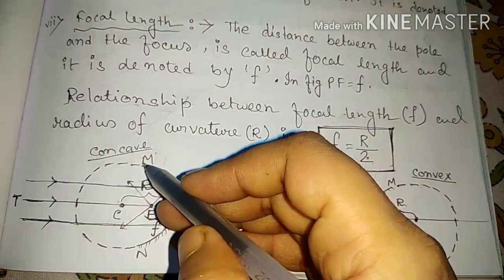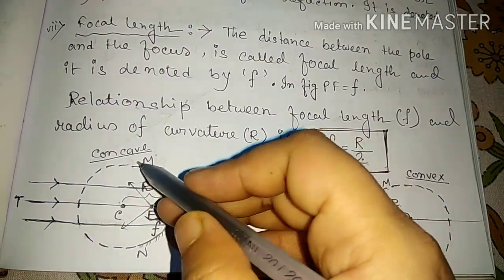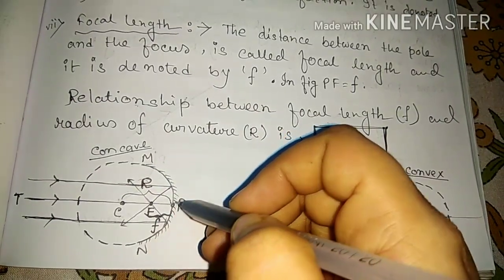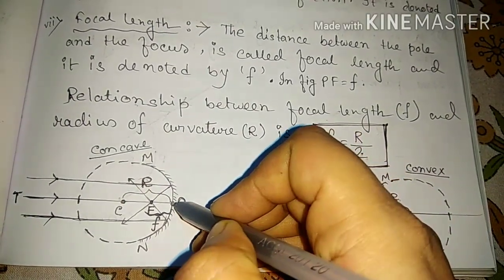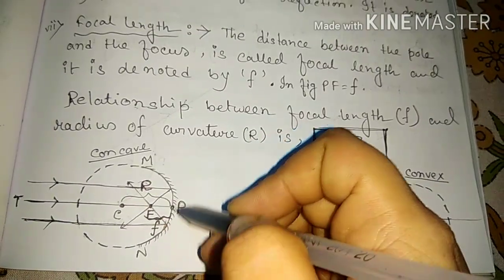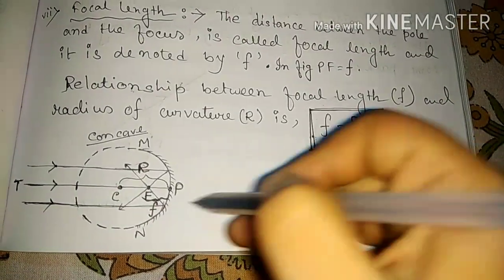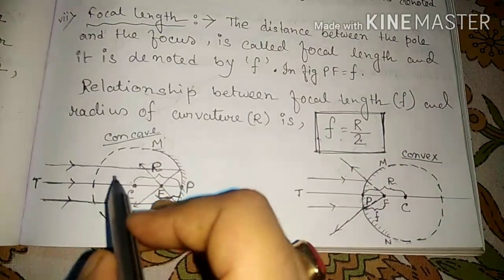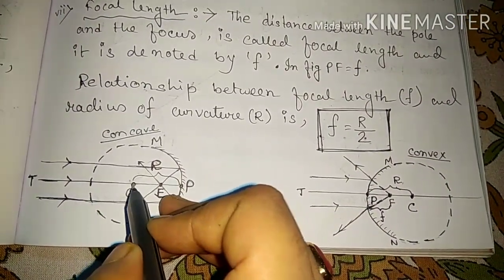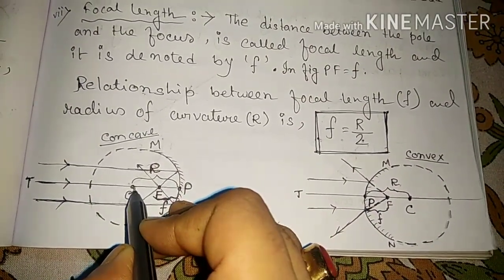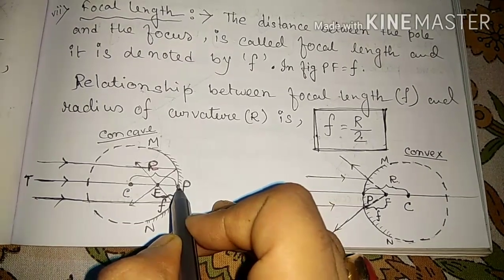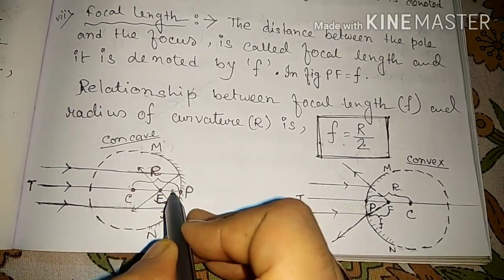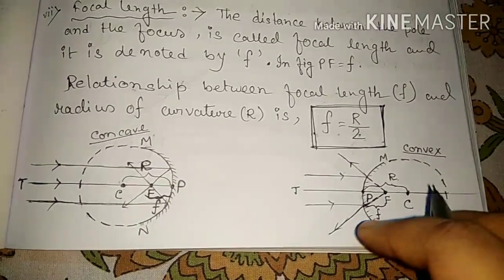In this aperture, if we consider the center of this mirror, for both cases it is denoted by P, and it is called the pole. So the line which joins these two points, the center of curvature and the pole, that line is called the principal axis.